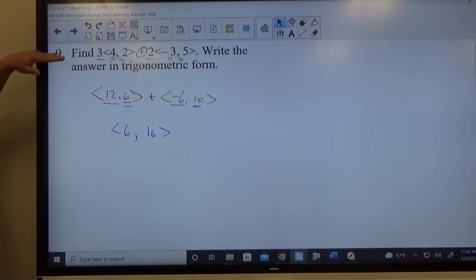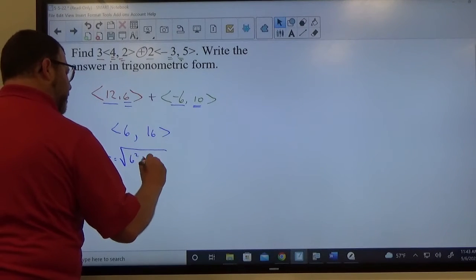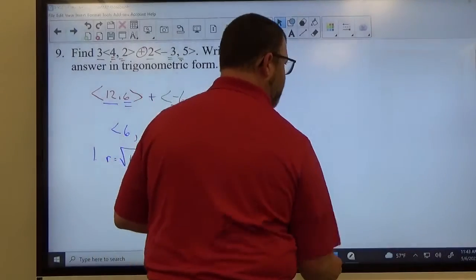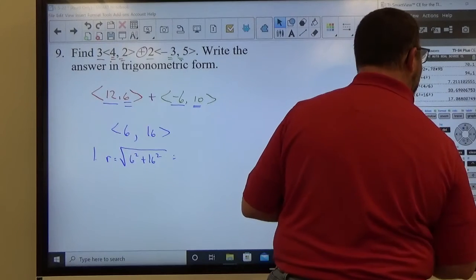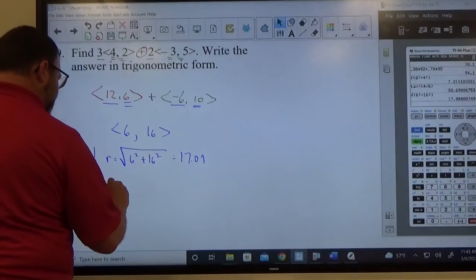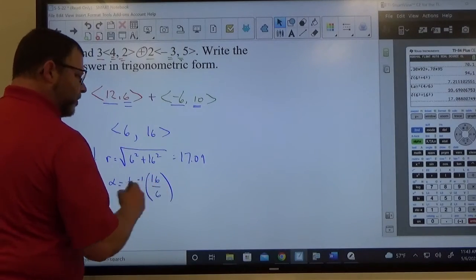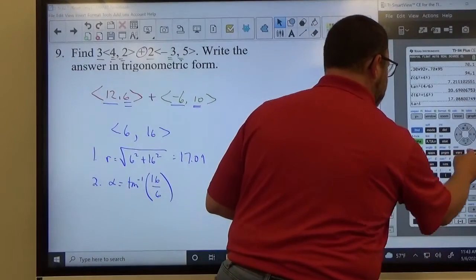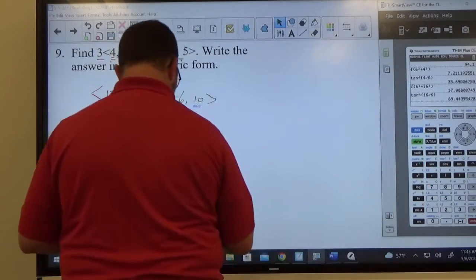It asks for the answer in trigonometric form, so now I'm going to go through that 3-step process again. Step 1, find r. Step 2, find alpha. Step 3, find theta. So, step 1, r equals the square root of 6 squared plus 16 squared. In my calculator it says that equals 17.09. Step 2, alpha equals inverse tangent of the second divided by the first, that's 16 over 6. Inverse tangent, 16 divided by 6 is 69.44 degrees.